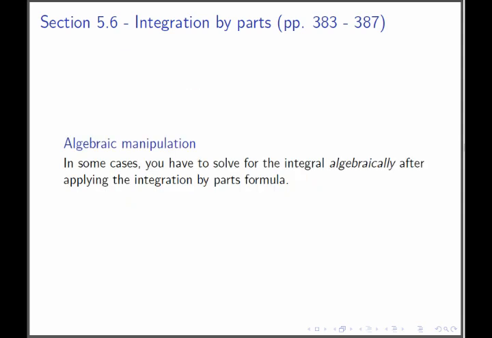Now in some cases you are going to have to solve for the integral algebraically after applying the integration by parts formula.